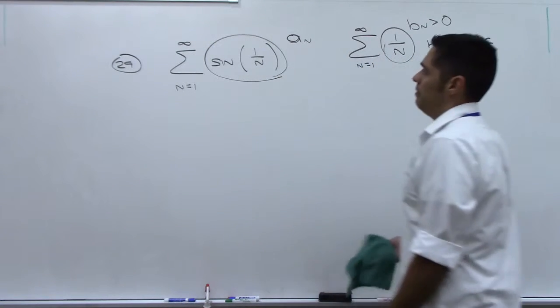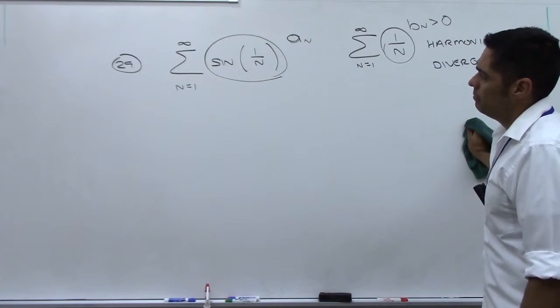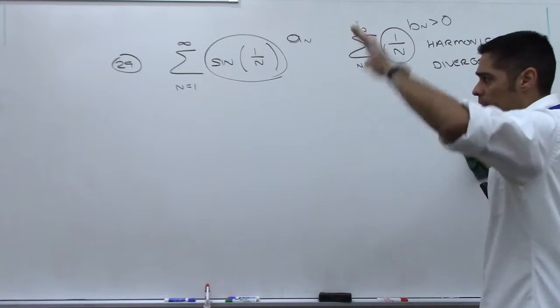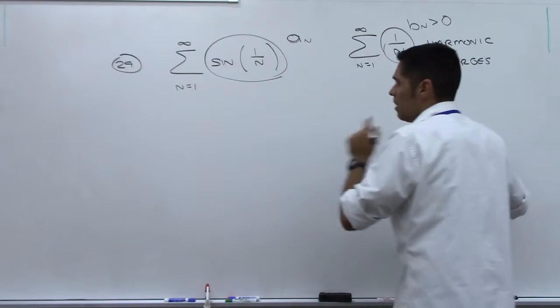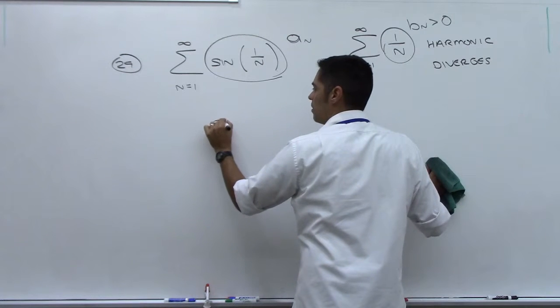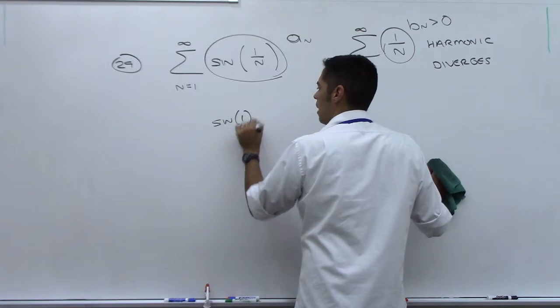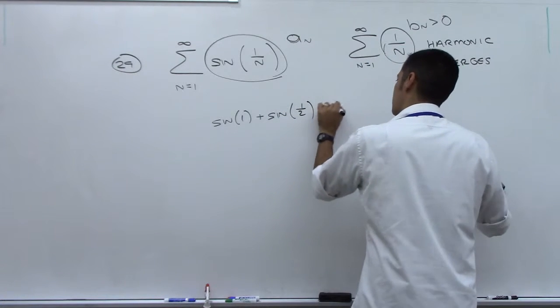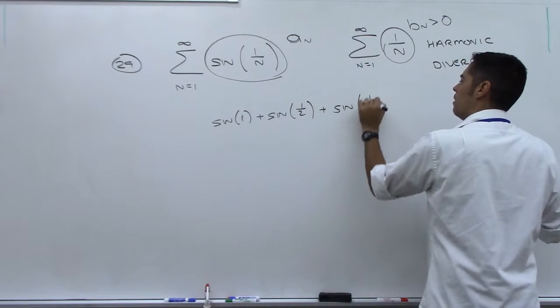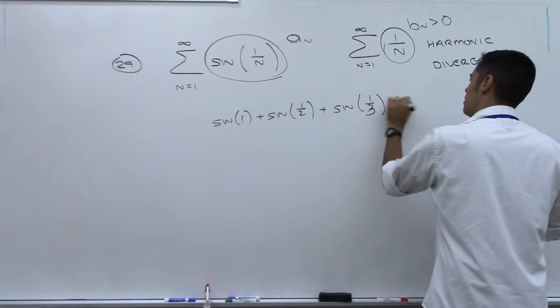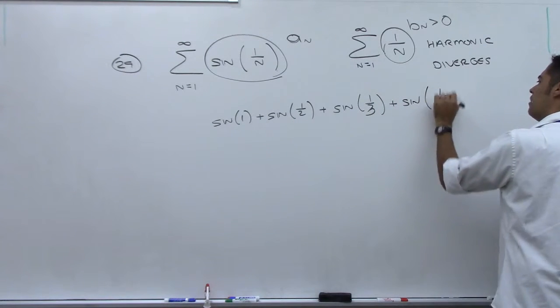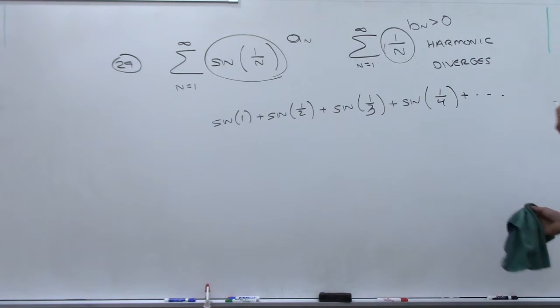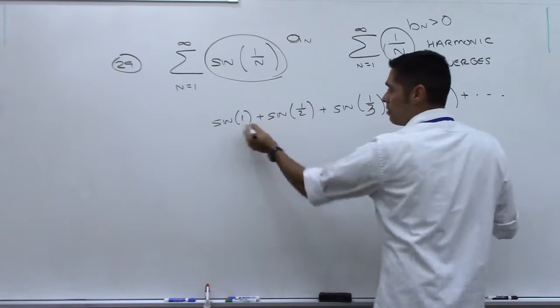Are those positive numbers, though? Well, we know sine oscillates back and forth, right? However, if I plug in like 1, I get sine of 1, and then I'm going to go plus sine of 1/2, then plus sine of 1/3, and then plus sine of 1/4, and I'm going to keep doing this forever, right? Well, these are angles.